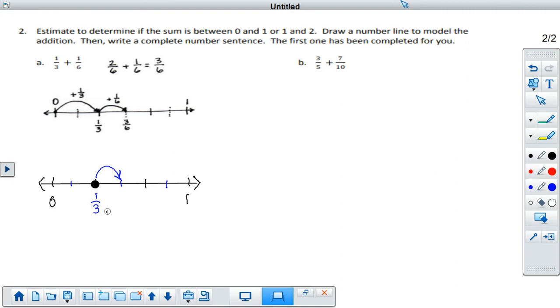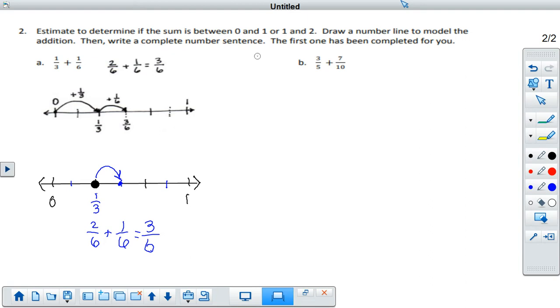But also I want to pay attention to the fact that 1/3, if I look at my sixths, would be 1/6, 2/6. So 1/3 is equivalent to 2/6, and I can add that 1/6 from the problem to it to see that equals 3/6. And I also see that on the number line, 0, 1/6, 2/6, 3/6. And that's my ending spot. So I've drawn my number line to model it.